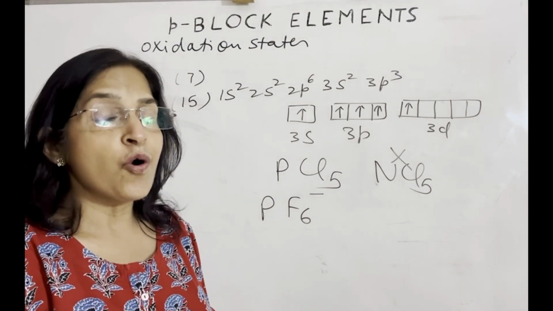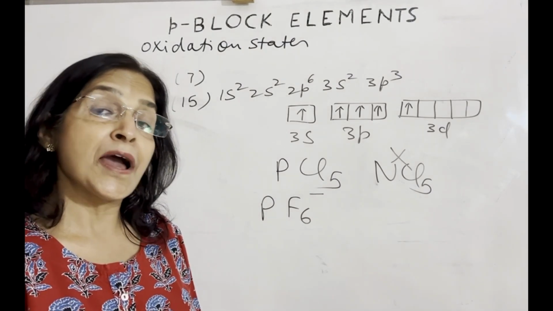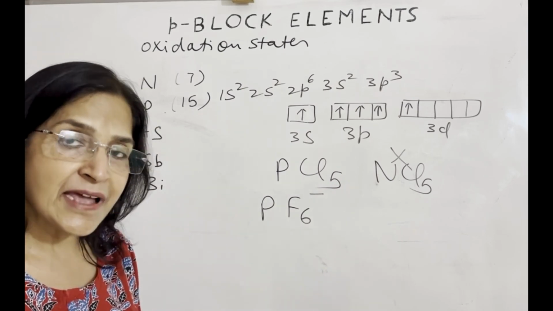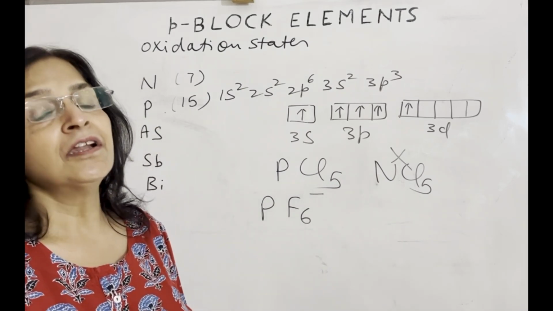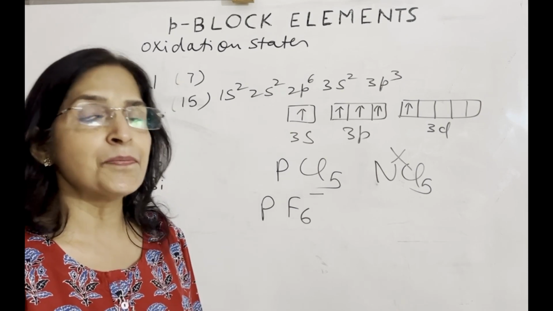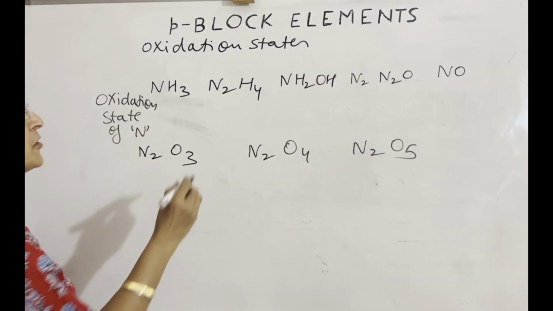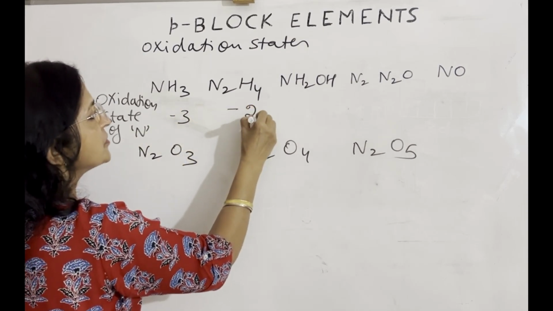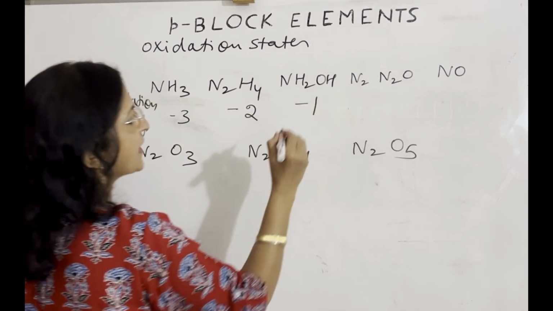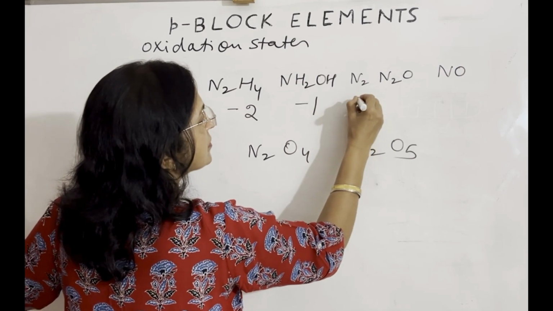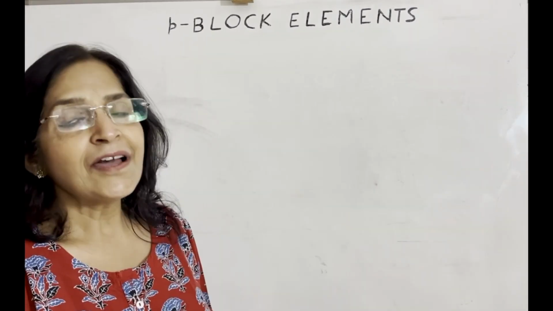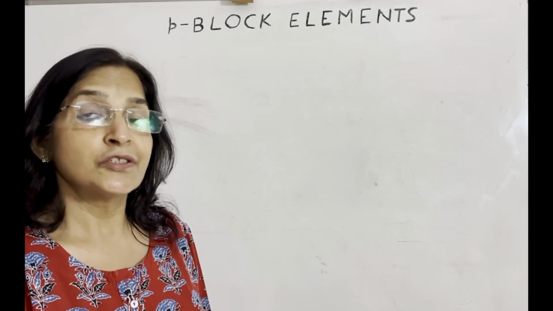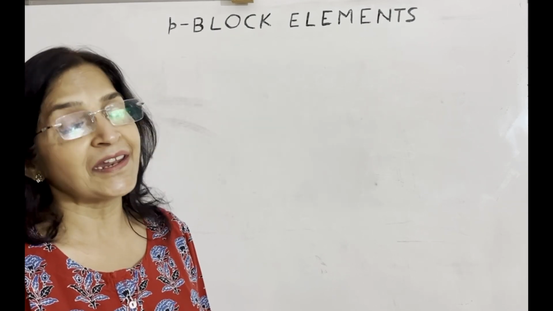Nitrogen can show oxidation states from -3 to +5. Why? Because of the small size, high electronegativity, and tendency to form p-pi double bond. Oxidation state of nitrogen in ammonia is -3, in hydrazine -2, in hydroxylamine -1. This is nitrogen, 0. All the oxidation states of nitrogen from +1 to +4 show disproportionation in acidic medium.